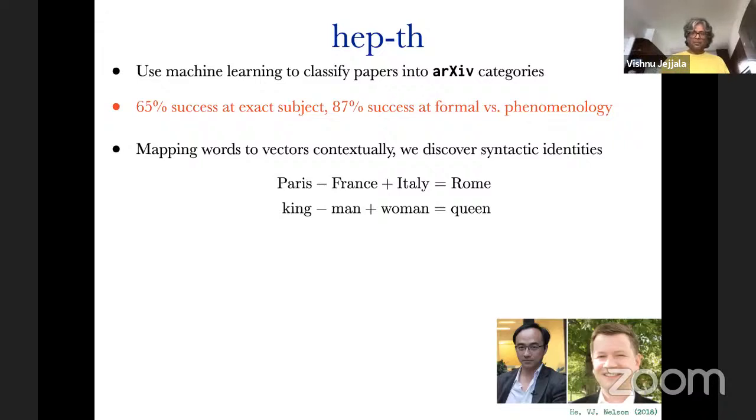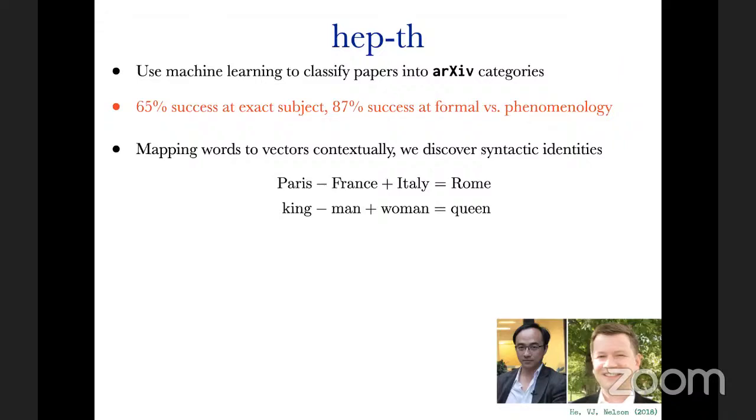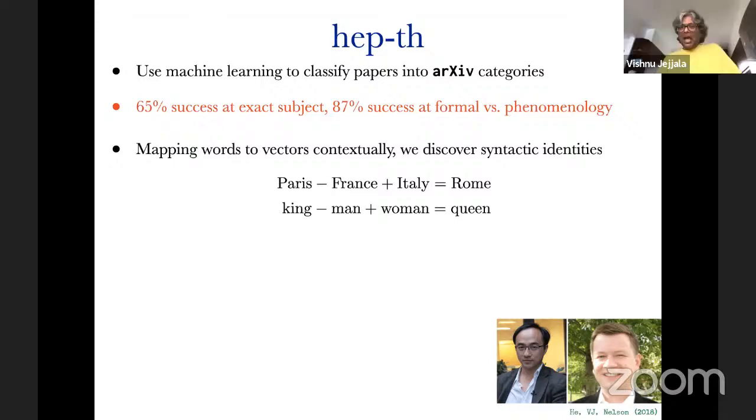We were using the hep-th data set. We tried to classify papers into arXiv categories. And we found that with 65% success, we were able to get the exact subheading. And with 87% success, we were able to discriminate between formal papers and phenomenology papers. The way this proceeds is essentially by mapping words to vectors in some high-dimensional vector space, say R400. And in linguistics, people have used this to discover certain syntactic identities. So Paris minus France plus Italy, well, that's Rome. King minus man plus woman, that's queen.